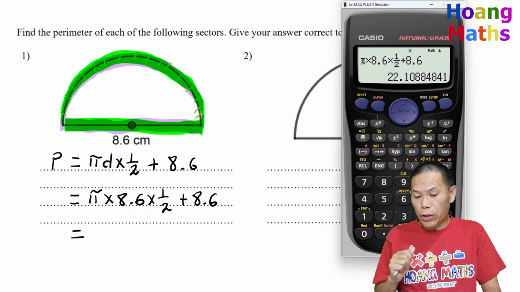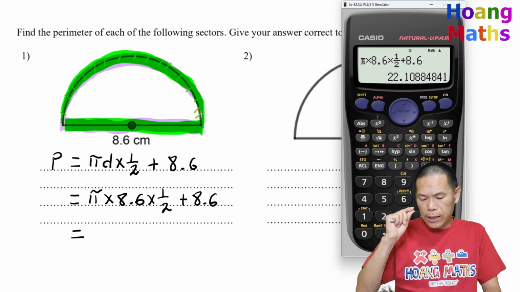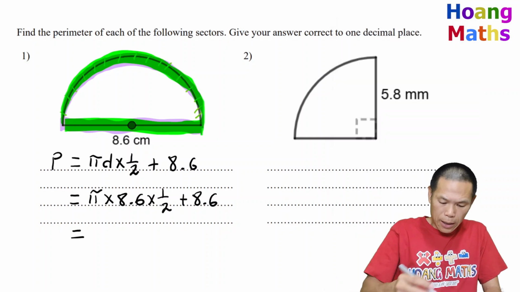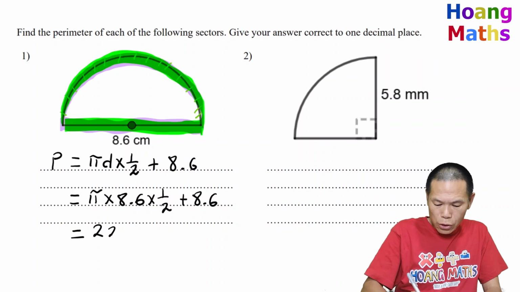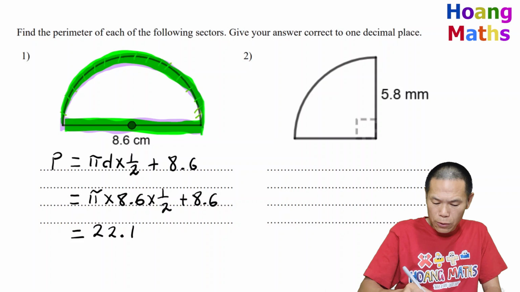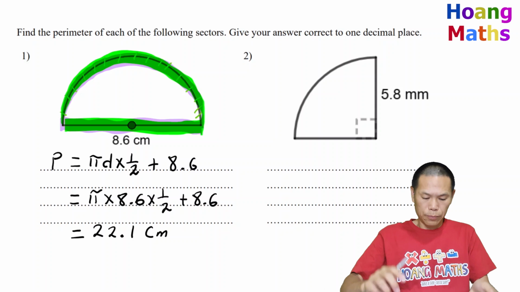22.108 and so on. So we need to round to one decimal place. So the answer should be 22.1. And don't forget the units, okay? The unit is centimeters. So there you go.